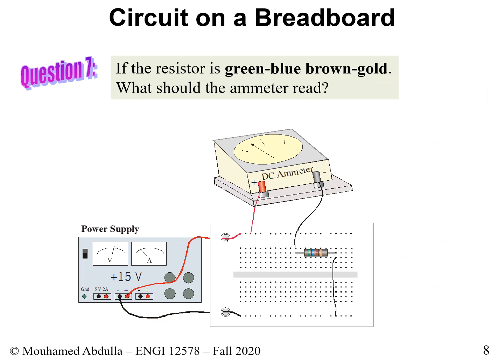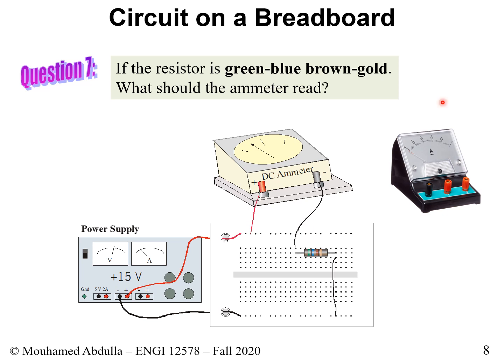In lecture 2, we saw breadboards, and in this question, we will have a breadboard in it. So let's read the question now. If the resistor is green, blue, brown, and gold, what should the ammeter read? So this is the ammeter. If you will, I could show you an actual picture of an ammeter. This is how an ammeter looks.